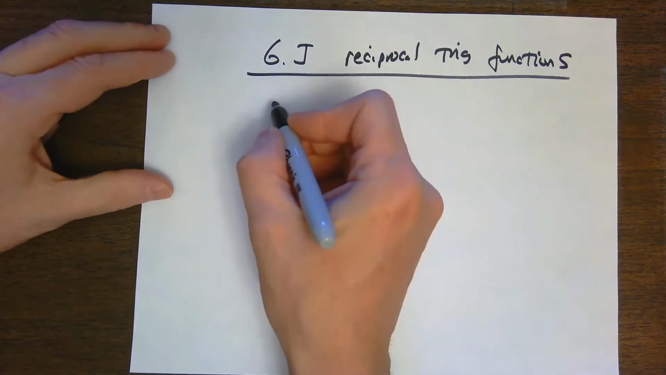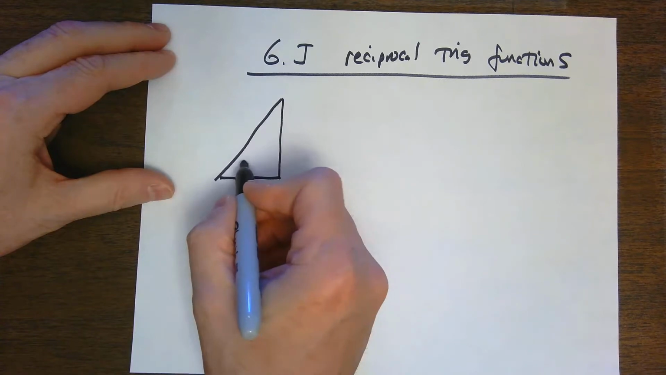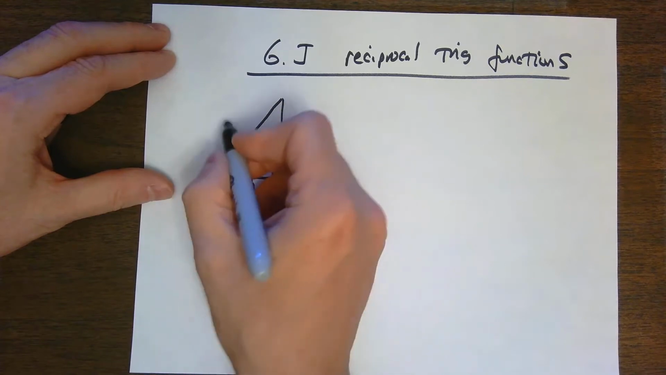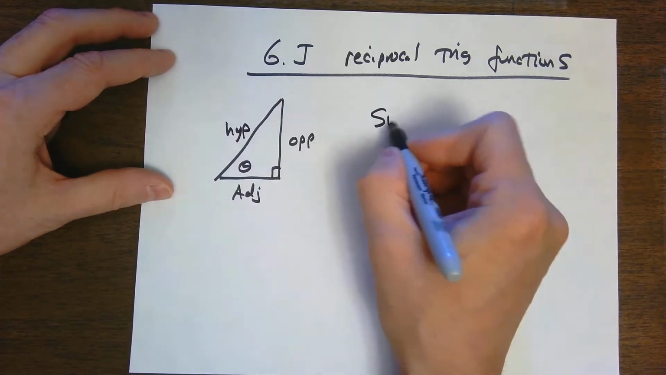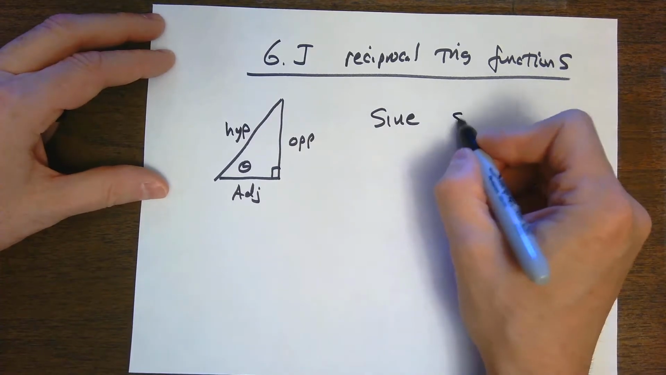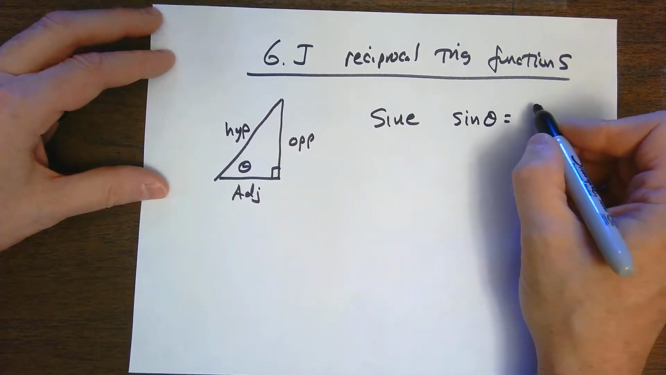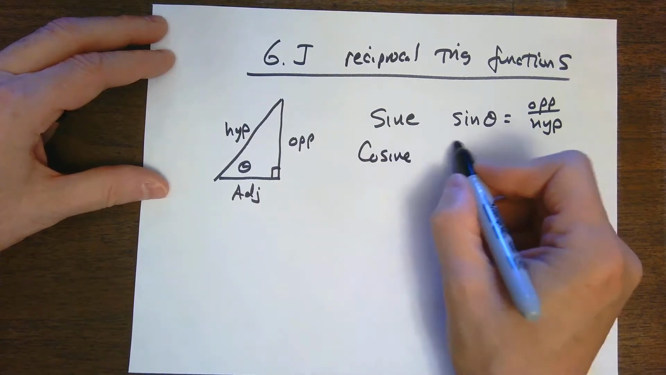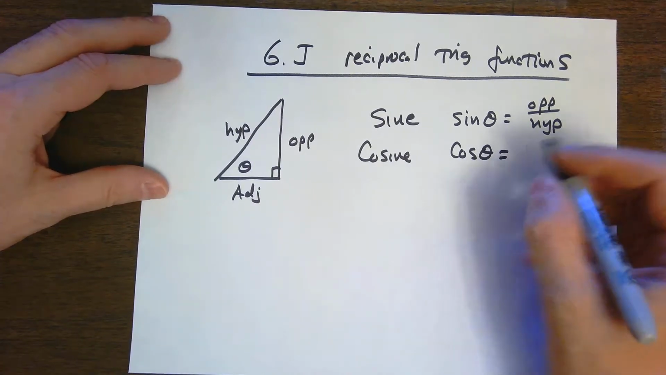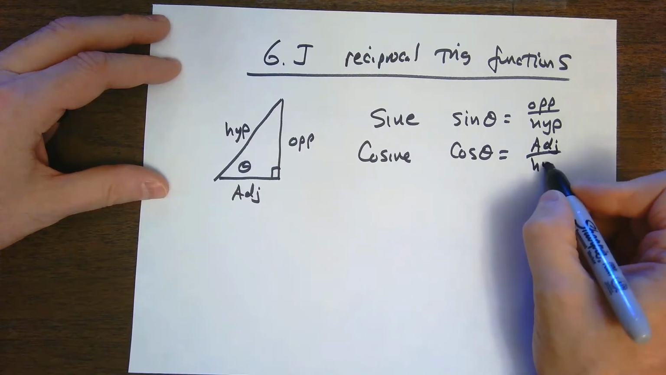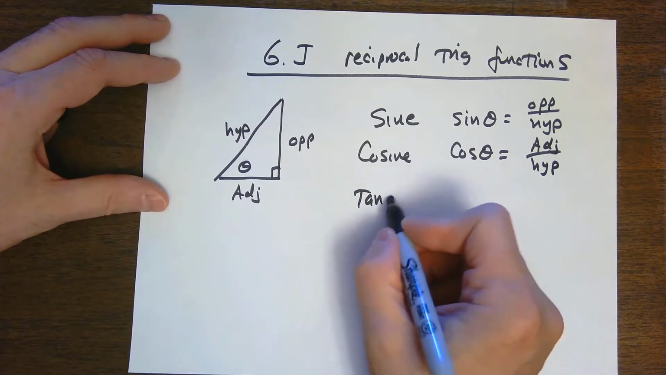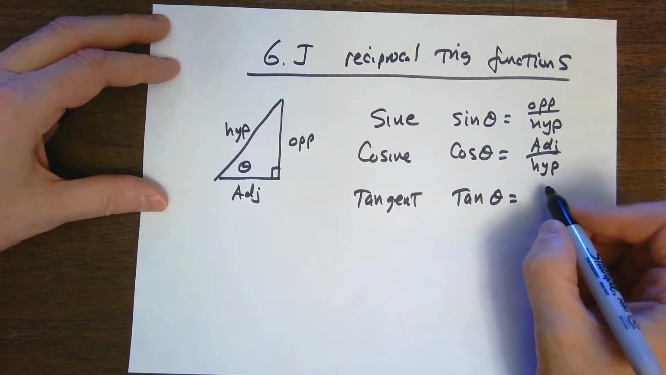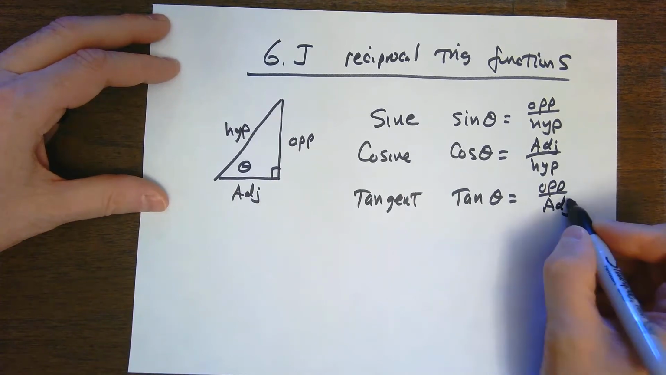That's what the IB text is calling it, but we've seen these before, we just didn't call them this. If you remember from right triangle trigonometry, if I have an angle, I've got the adjacent side, the opposite side, and the hypotenuse. The sine of the angle is the ratio of the opposite side over the hypotenuse. The cosine is the ratio of the adjacent side over the hypotenuse. And the tangent is the ratio of the opposite side over the adjacent side.